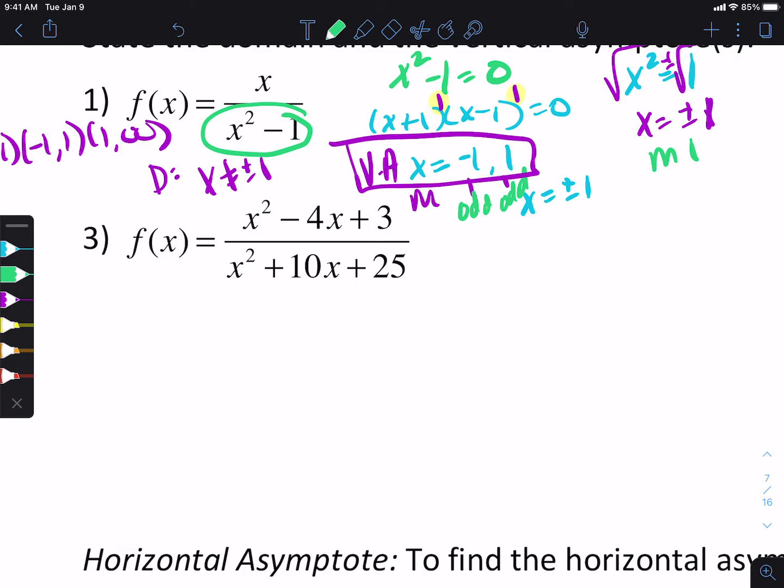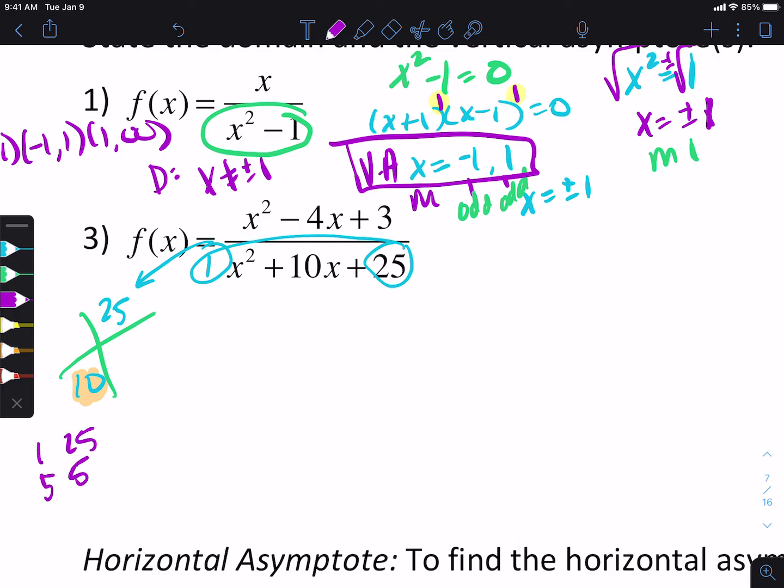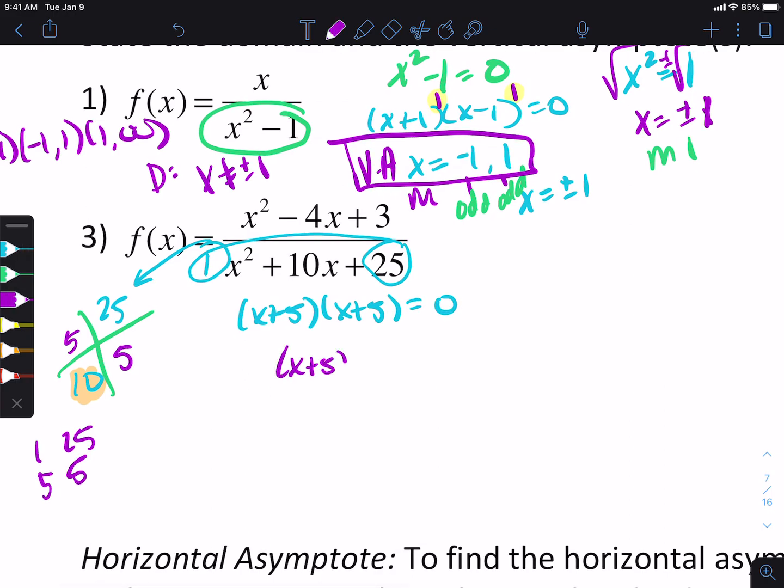vertical asymptotes. So here, I'm multiplying 25 times the unsaid 1. So I want to multiply to 25, and then I'm adding to 10. So we've got 1 and 25 and 5 and 5. Those are our only options. 5 and 5, notice the signs are both positive because it multiplies to 25 but adds to a positive 10. So then this is really x plus 5 times x plus 5 equals 0. Or you can see it as this is really x plus 5 quantity squared equals 0.